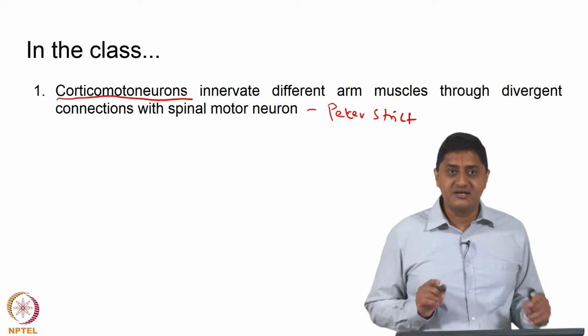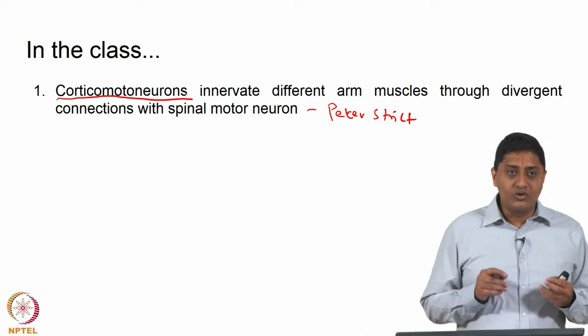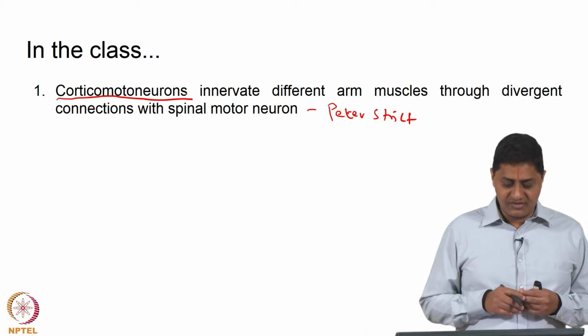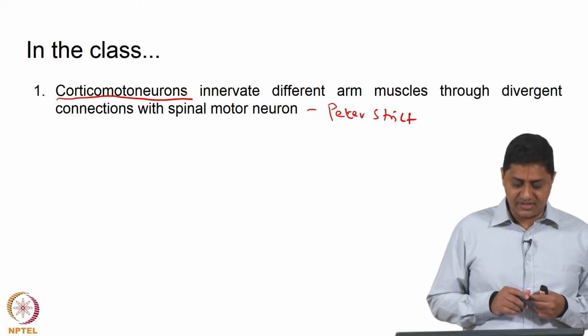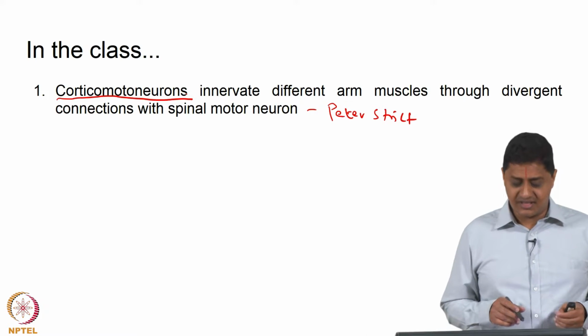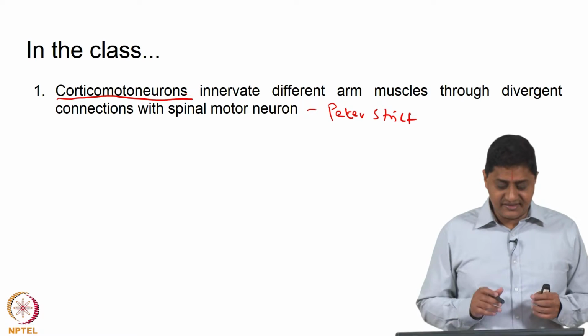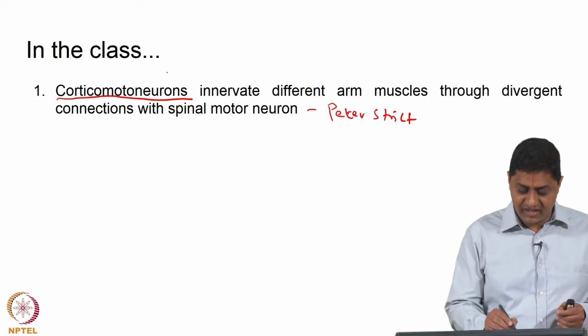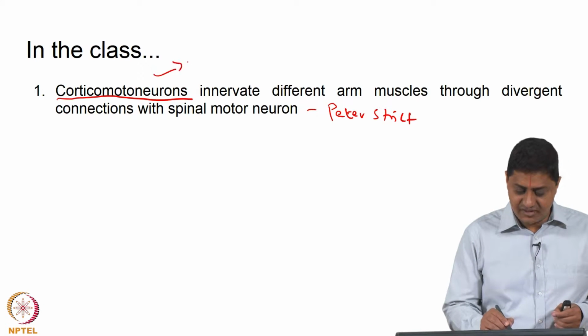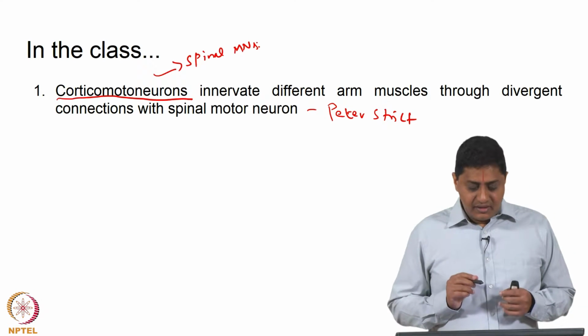So, first let us discuss what corticomotor neurons are. Those that have monosynaptic projections with spinal motor neurons are called corticomotor neurons. These are also called upper motor neurons. There is going to be a discussion later, but let us at least define this. Corticomotor neurons are those that have connections with motor neurons of the spinal cord, or the spinal motor neurons, right.